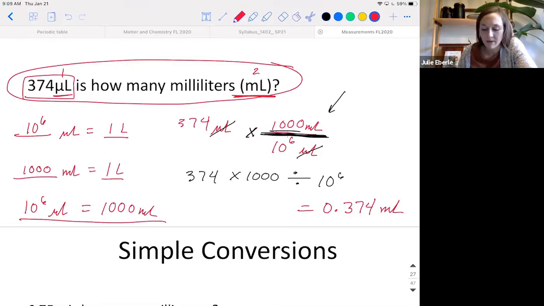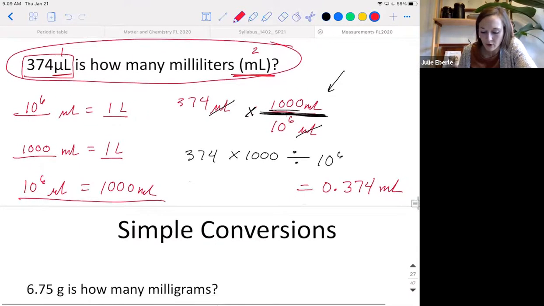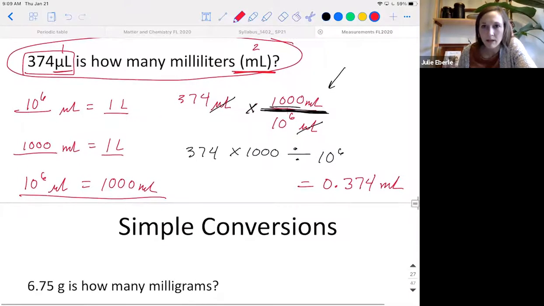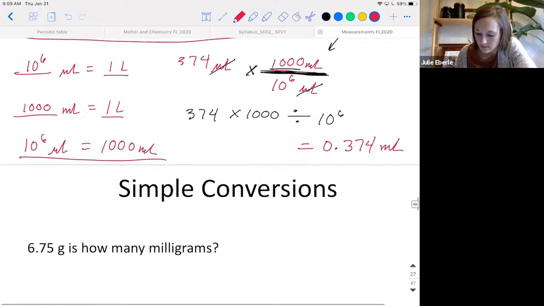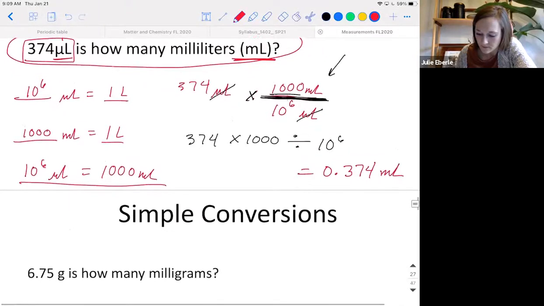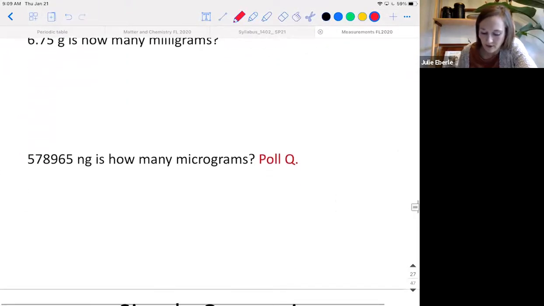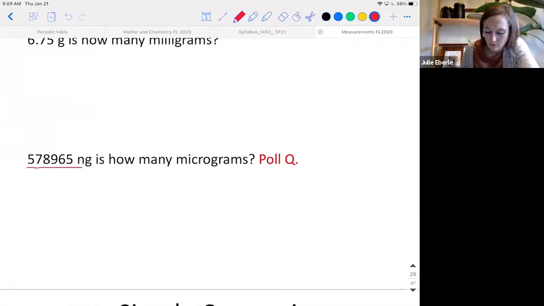All right, we got about 5 minutes left. So I'm going to have you do this last problem. I'm going to launch the poll and you'll put your answer in. And that'll be it for today. So here's the problem. We have this many nanograms. That is 578,965 nanograms, okay? And we want to know how many micrograms in this. Remember, micro is this symbol right here, micrograms.